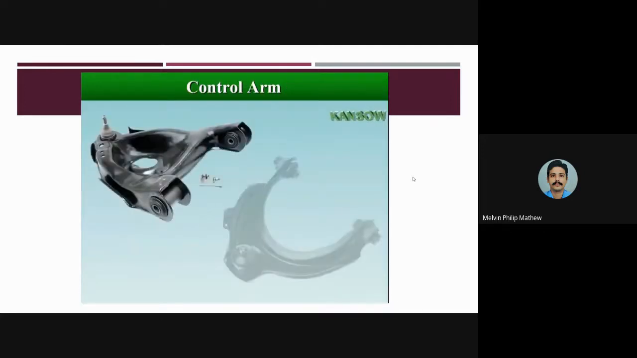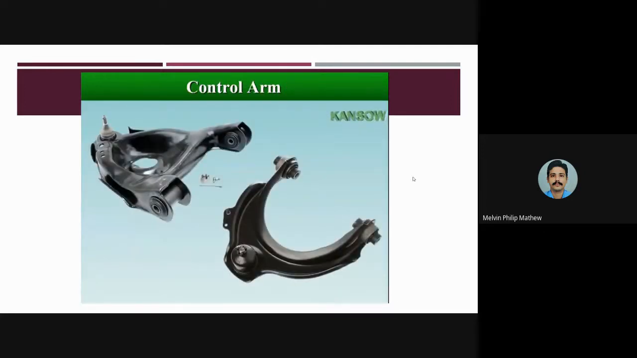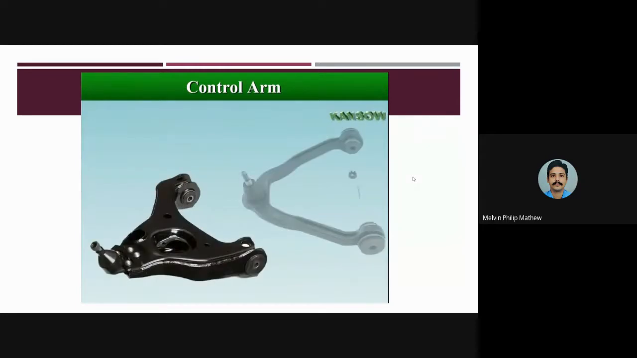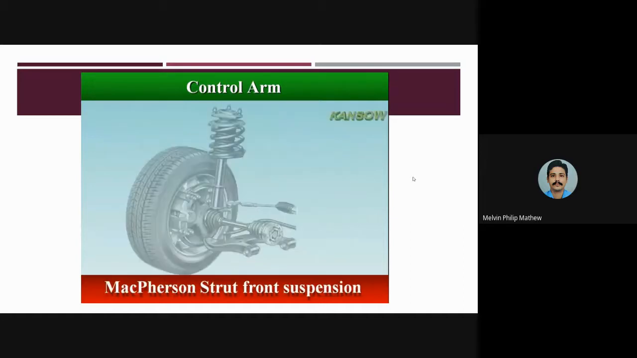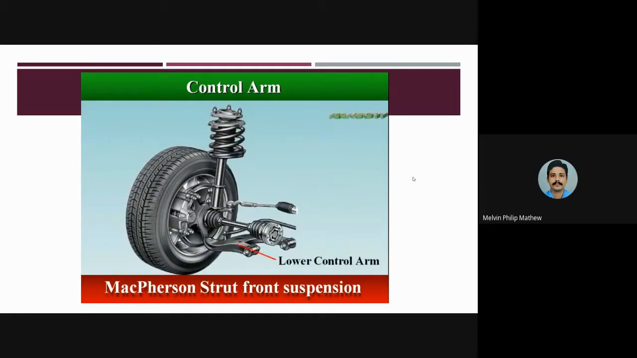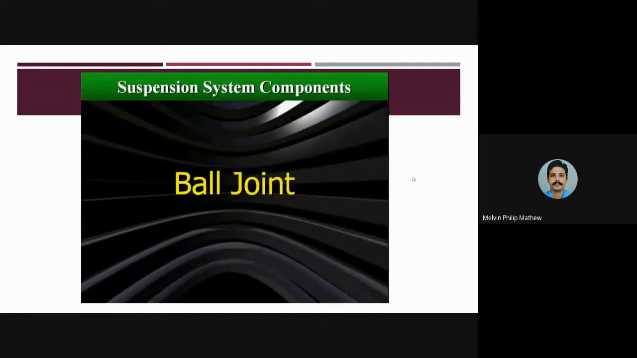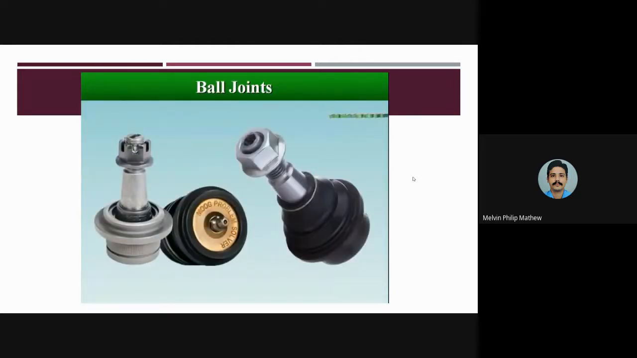Control arm is a movable lever that fastens the steering knuckle to the vehicle's body or frame. Vehicles with short long arm front suspensions have 4 control arms, 2 uppers and 2 lowers, while most strut-equipped vehicles have only 2 lower control arms in the front suspension. Ball joint is the chassis part that connects the steering knuckle to the control arm.